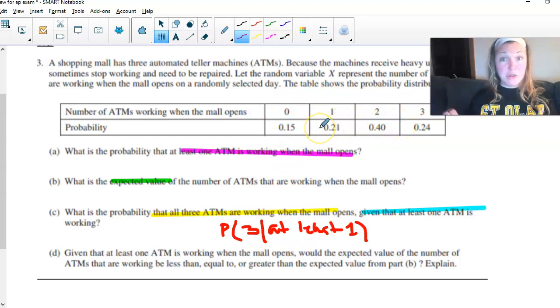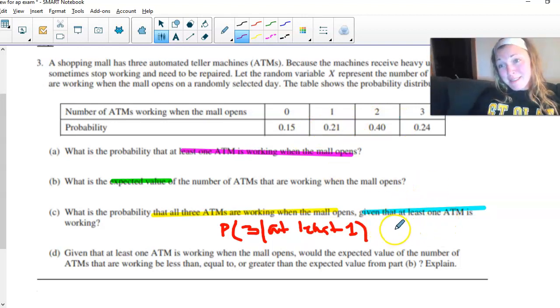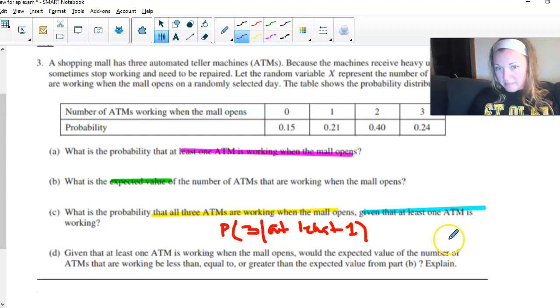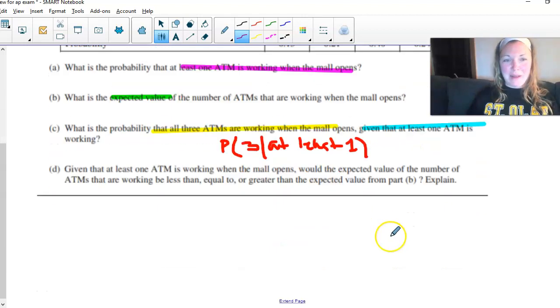Okay, make sure you show your work, you guys. Okay, here's another given, but they do say given this time, so that's nice. Given at least one ATM is working, okay, what's the probability that all three are working? So just saying, okay, in the denominator, I need at least one is working. In the numerator, I need at least one is working and 3. Well, that's just 3. So you can figure that one out. And then another given one.